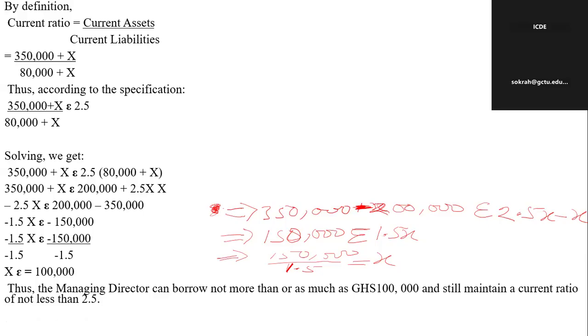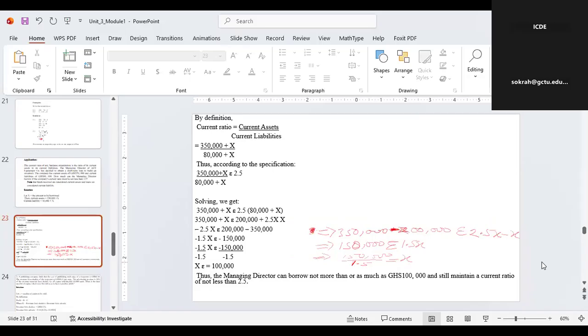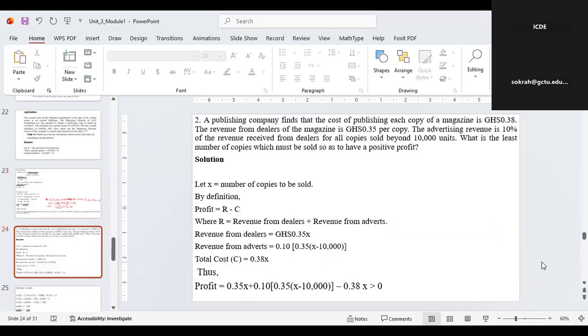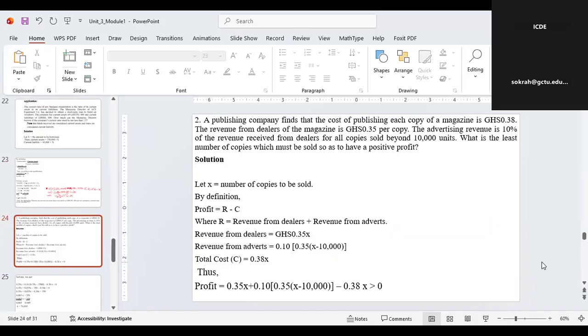So this looks simpler even than the previous example, if you ask me. Any question on that? Any question? So if there's no question, we move on. Silence means consent, maybe. Then there's another example here.